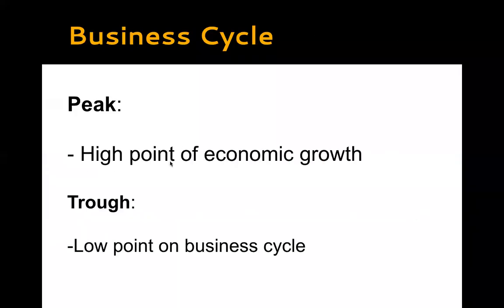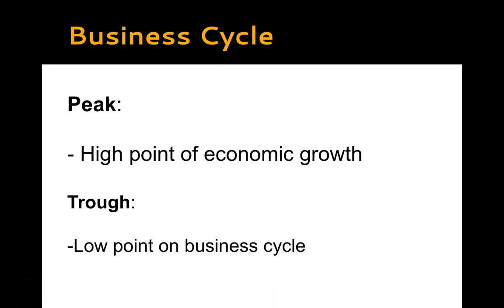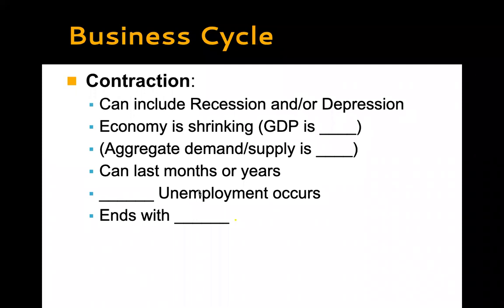So as we look at these, again, the peak is the high point, the trough is the low point. If you need to pause for a second to fill in your notes, then do so. But I think those are pretty self-evident and easy to figure out. Now, when it comes to the contraction phase, let's look at our indicators and what we've seen. Let's take all the indicators we've talked about so far and put them into action with these phases of the business cycle.